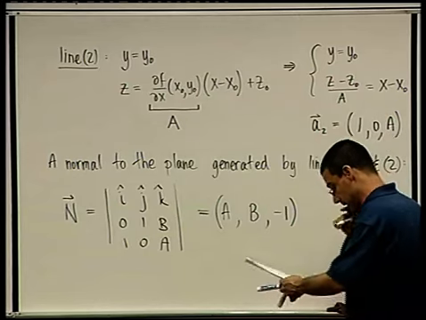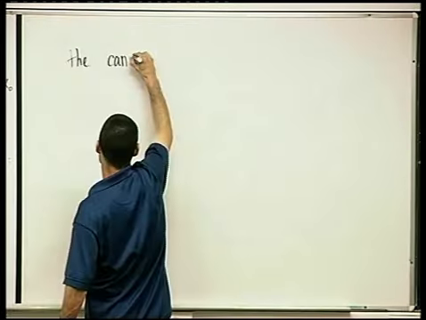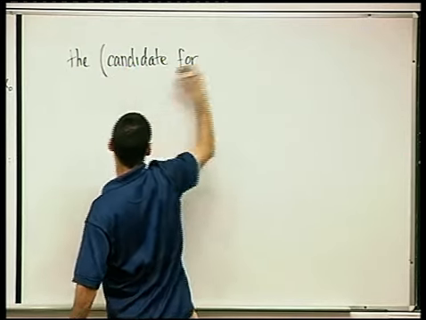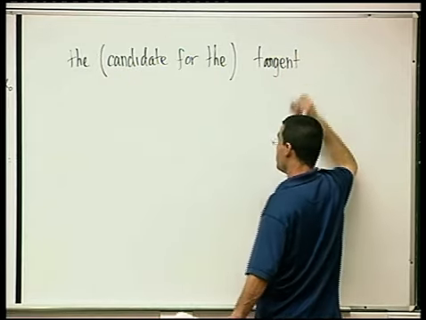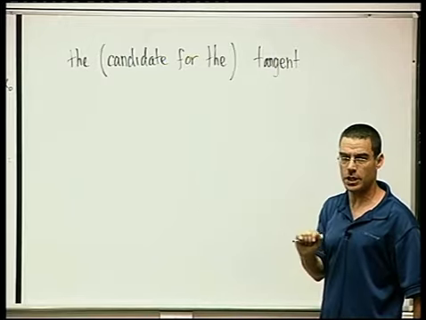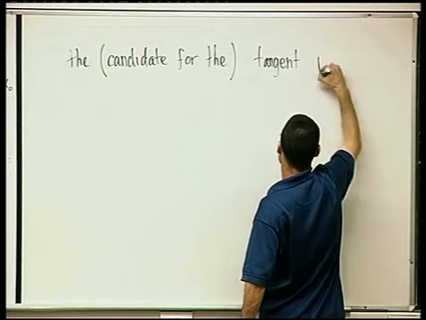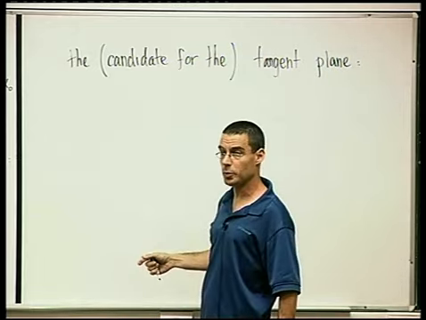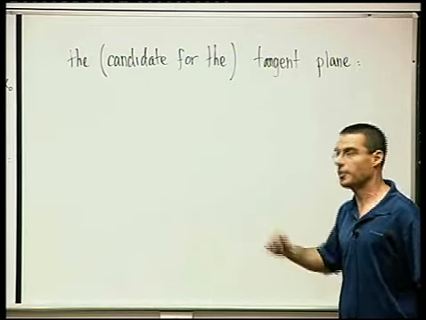So now what's the plane? The plane itself. So the plane, the candidate for the tangent plane, and it's a candidate because we just know that it's spanned by these two lines. We don't know yet that it's actually a tangent plane. Okay, that's the discussion from the previous discussion. So the candidate for the plane is going to be a plane with normal (a, b, minus 1) that goes through the point x0, y0, z0, which was f of x0, y0.